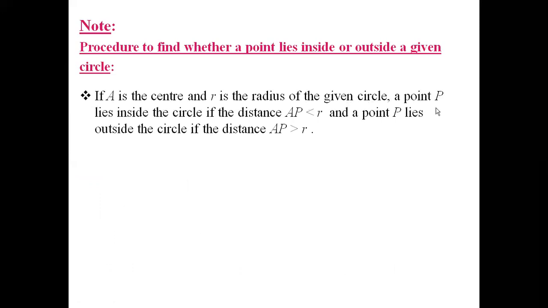Then a point P lies inside the circle if the distance AP is less than R, and the point P lies outside the circle if the distance AP is greater than R.